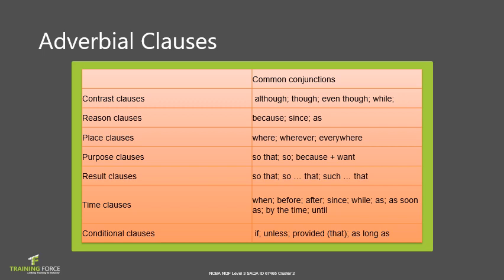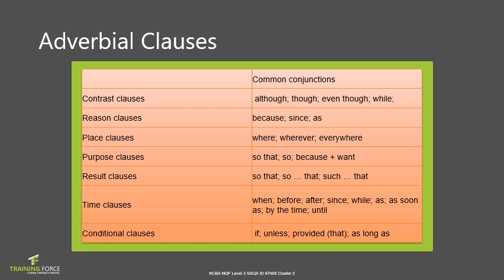Purpose clauses, so that, so, because, and want together. Then we look at result clauses, which is so that, so, whatever, that, and then such that. Okay, so in an example of a result clause, we look at something like the results of the race were held back so that all the participants could make sure that their results were indeed not fraudulent, or whatever the case may be.